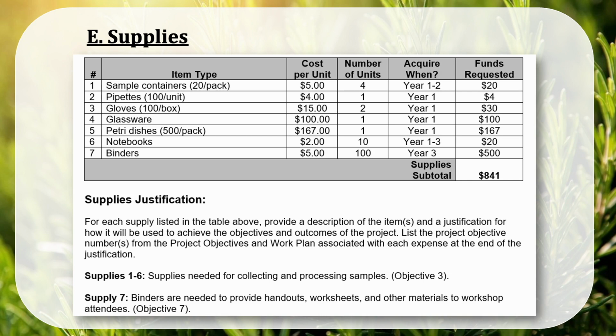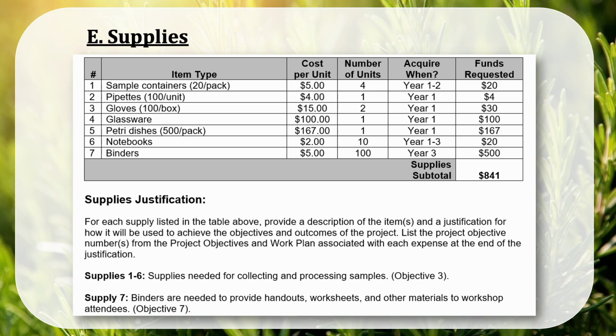Here's an example of the supplies table. The cost per unit for supply 1, sample containers, is listed as $5 for a pack of 20 and 4 packs are required. $5 per pack times 4 packs results in $20 under funds requested. The funds requested for the rest of the supplies in the example is calculated in the same way, and the total for all supplies is provided at the bottom of the table.